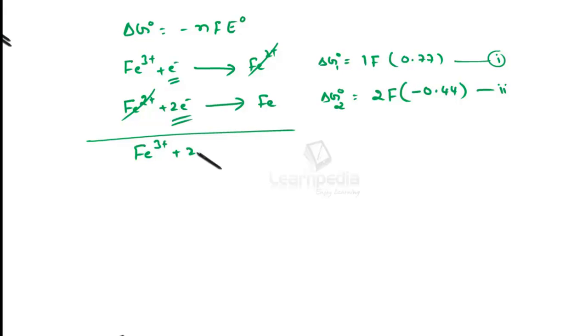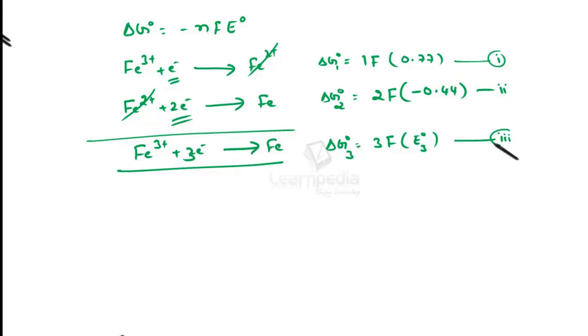Now, on adding these two equations, the Fe2+ gets cancelled as we could see. So Fe3+ plus 2 electrons plus 1 electron, 3 electrons, giving Fe is the net equation. For this, delta G3 naught is equal to minus 3F into E3 naught, which we need to work out. This is equation 3. Now these delta G1 naught, delta G2 naught, delta G3 naught are the Gibbs free energy changes which can follow the additive property.